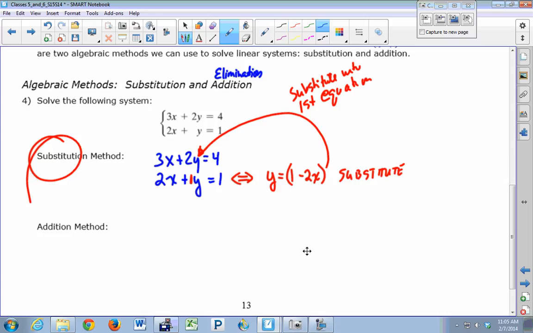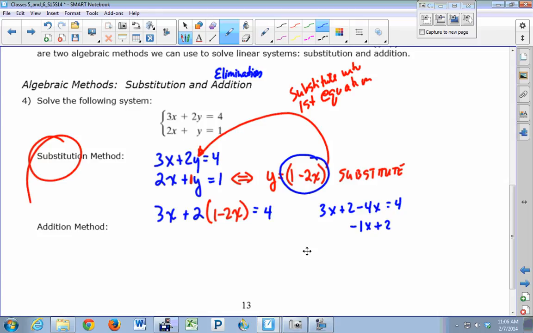So now I have 3 times x plus 2, and instead of writing y, I write what y equals right here: 1 minus 2x equals 4. So now the nice thing is I have one equation with one variable, no problem to solve. I just use my distributive property and I get 2 minus 4x equals 4. I get negative 1x plus 2 equals 4. Negative 1x equals 2. X equals negative 2.